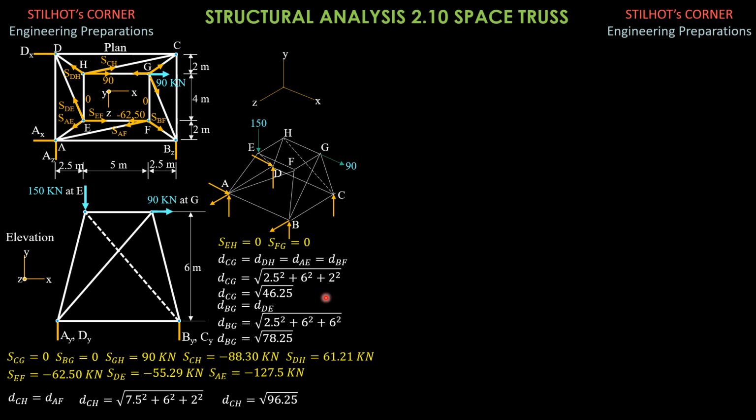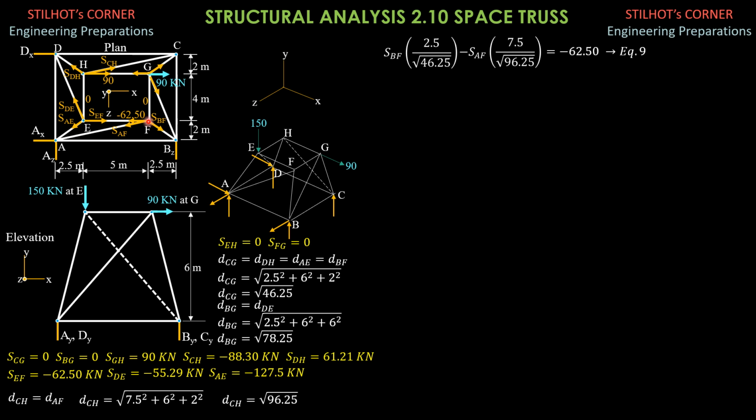So summation forces X equals 0. SBF times 2.5 over square root of 46.25 minus SAF times 7.5 over square root of 96.25, the distance, which is equal to CH also, minus negative 62.5, so it becomes plus 62.5 equals 0. So transpose 62.5 to the right, so equals negative 62.5, equation 9.